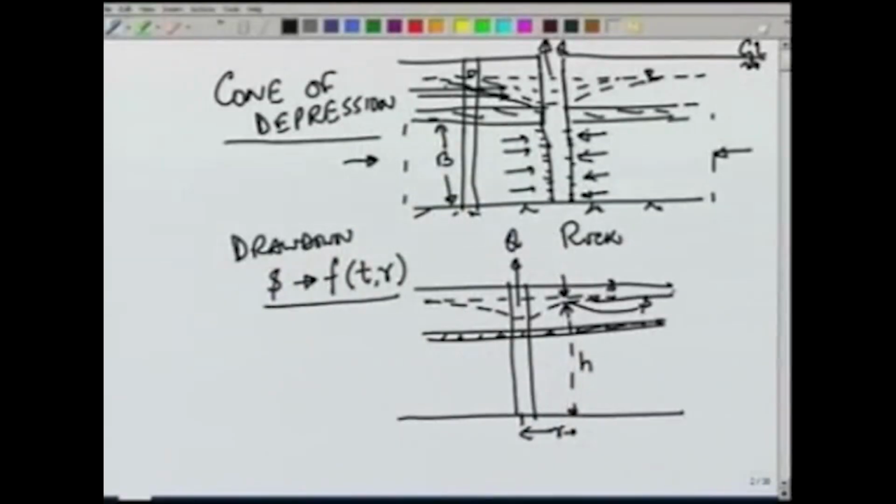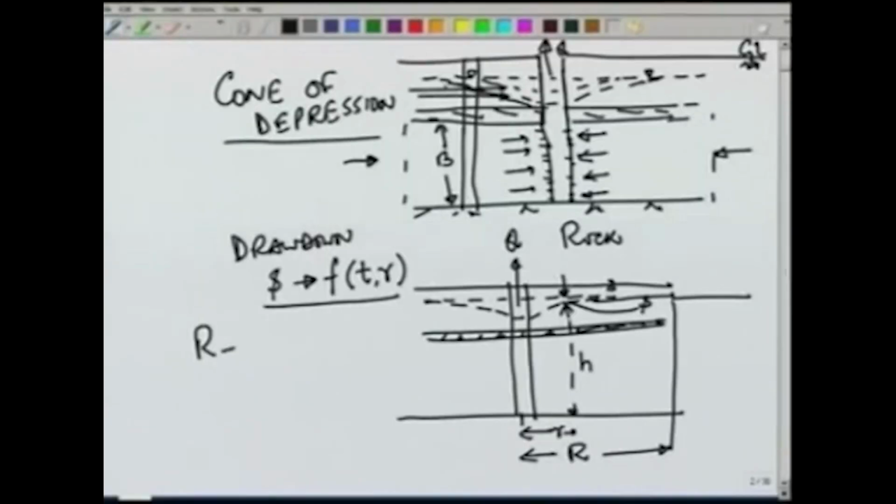If we go very far from the well, we will reach a point beyond which the drawdown is 0. This distance R may be thought of as radius of influence. So, this is the distance up to which the well is influencing the water level, and therefore, we call this the radius of influence. In other words, there is no effect of the well felt beyond a distance of R from the well.